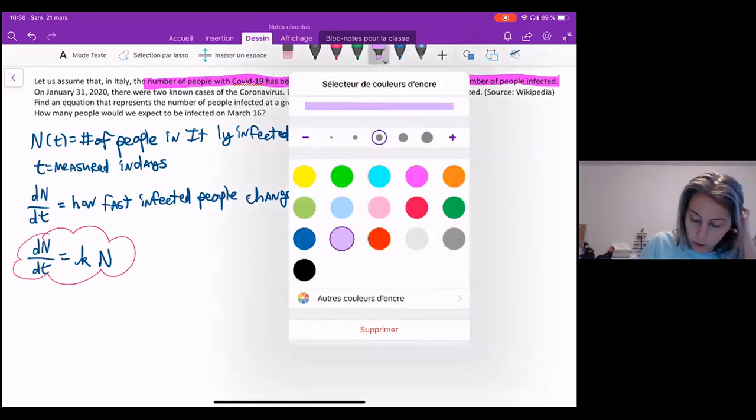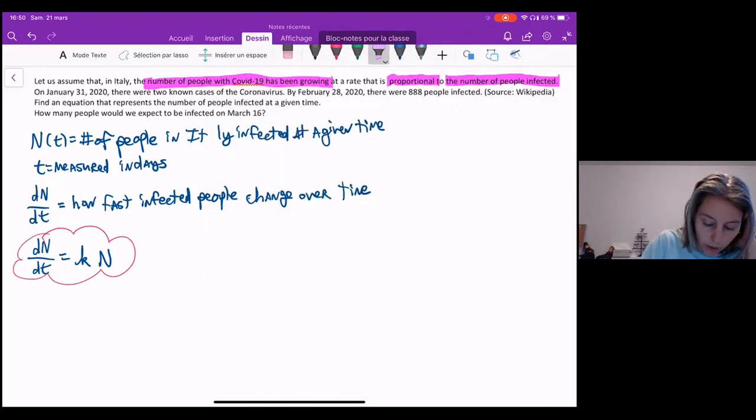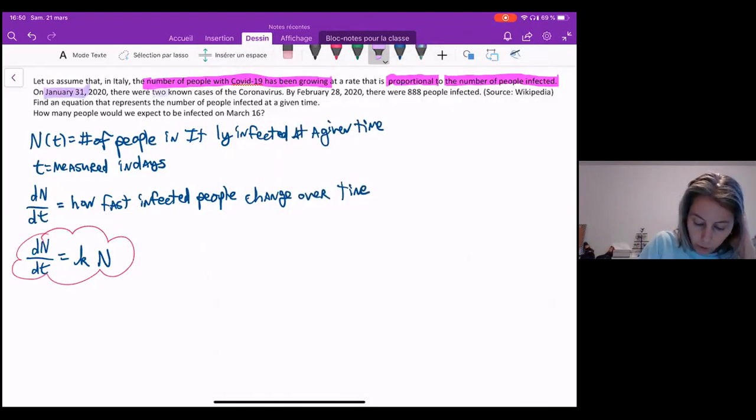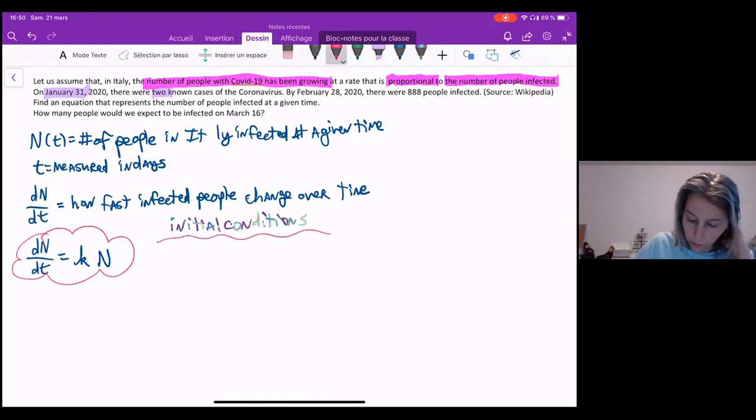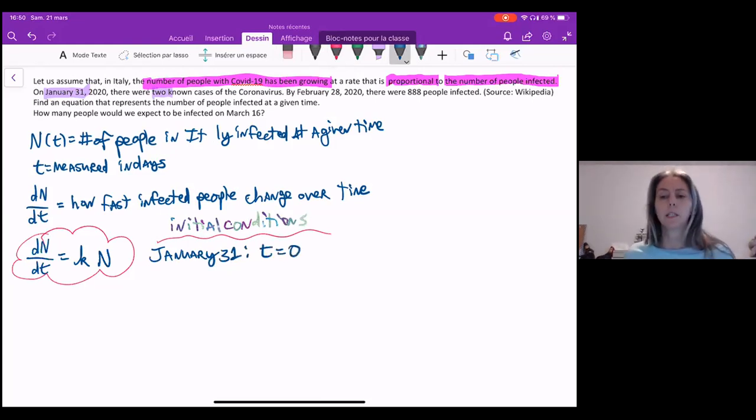So let's get them out of the question. The first initial condition says that on January 31st, there were 2 cases. So my initial conditions: the first one is January 31st. We're going to call this t equals 0 because this is before time has started changing. This is when we notice, hey, look, this thing's happened. So time hasn't started changing yet. We'll call it t equals 0, and N was equal to 2.